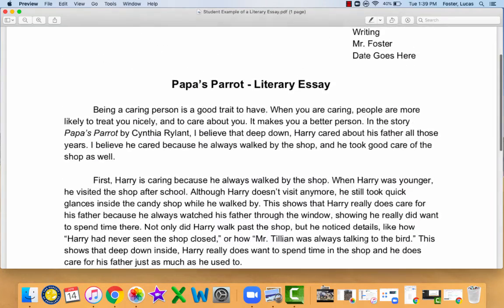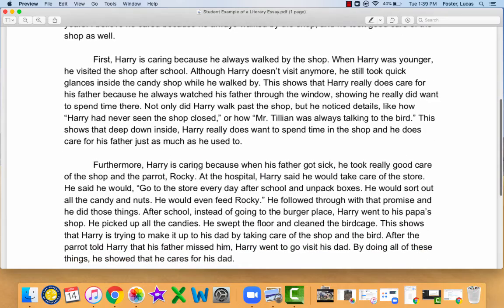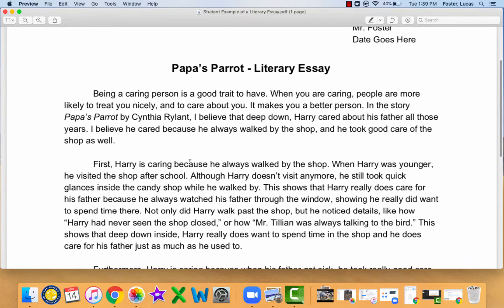So this is a literary essay. Basically what we're doing here is forming a claim or an opinion about something that we've read, and we want to have reasons that support it. In these reasons paragraphs, paragraph 2 and 3, we want to have evidence that supports it, okay? Now moving on to our lesson today, I'm going to have all of you try to write the introduction.